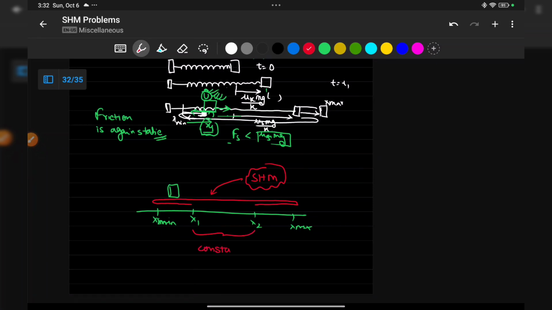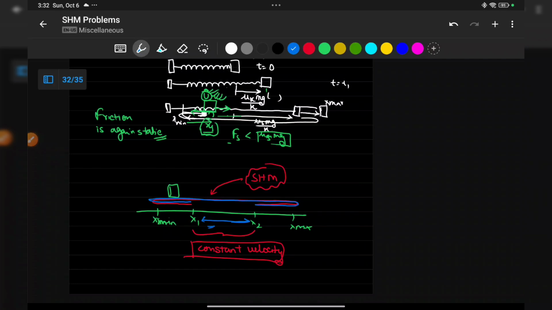I was as surprised by the beauty of this question as you are. Of course, the SHM part is this, and this part is constant velocity. This is a very, very important part of this question. You have to just understand it.